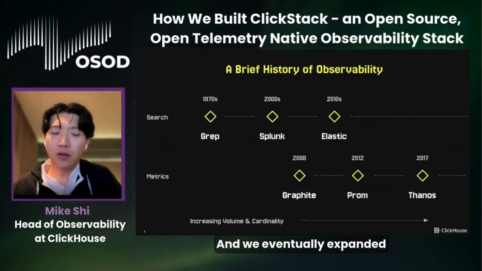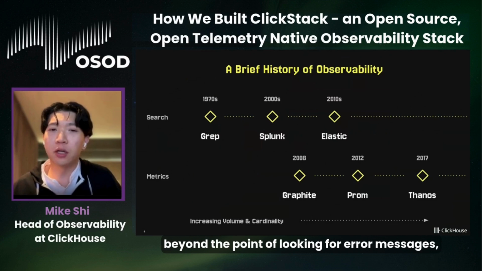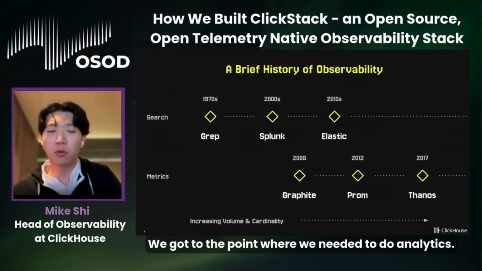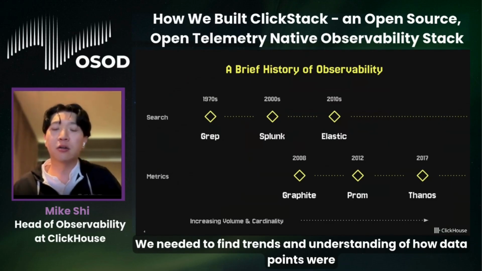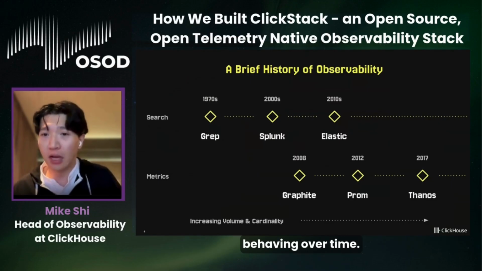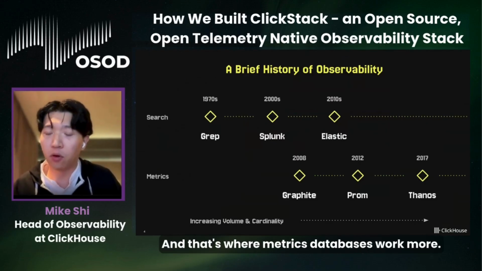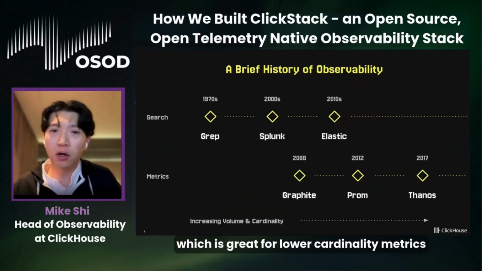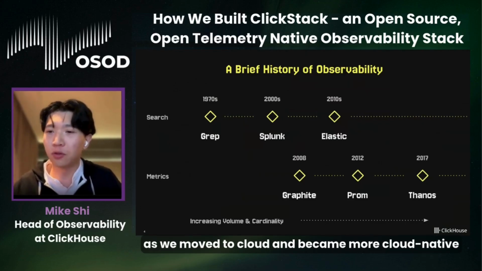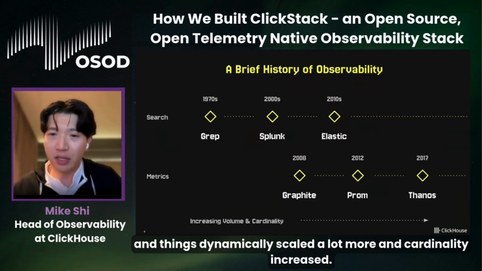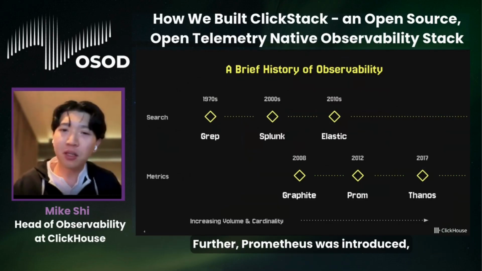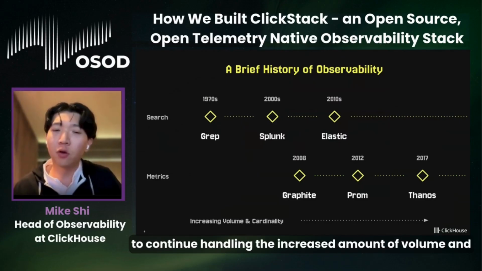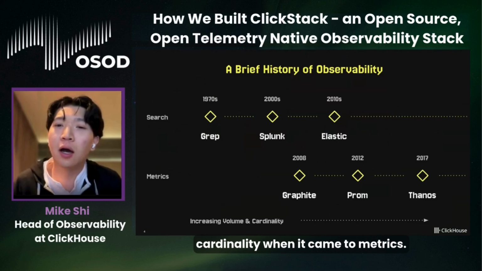We eventually expanded beyond the point of looking for a specific error message or searching for something specific. We got to the point where we needed to do analytics. We needed to find trends and understand how data points were behaving over time. And that's where metrics databases come in. They're really good at doing aggregations. It started off with Graphite, which is great for lower cardinality metrics. As we moved to the cloud and became more cloud native, and things dynamically scaled a lot more, and the cardinality increased further, Prometheus was introduced, and then later on Thanos to continue handling the increased volume and cardinality when it comes to metrics.